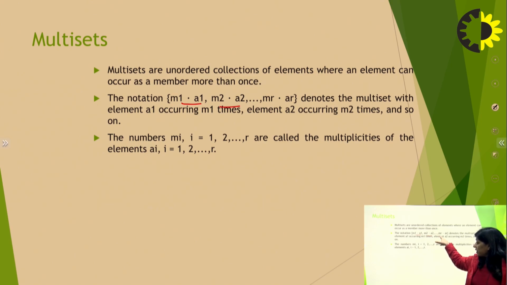To and so on, the last element mr dot ar denotes the multiset with the element a1 occurring m1 times, element a2 occurring m2 times and so on.